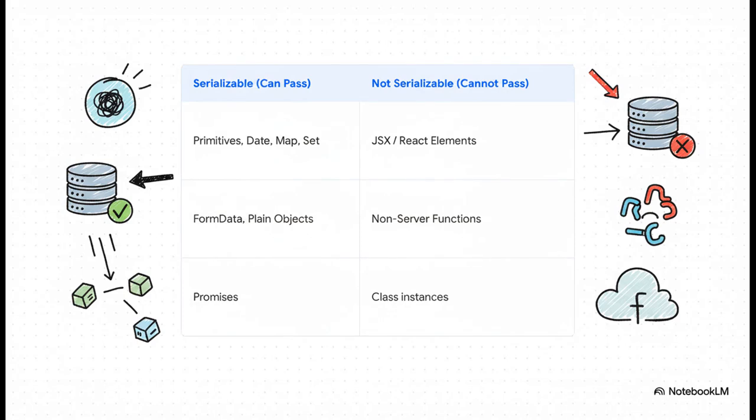And finally, there's a technical rule you have to know. Because this is all happening over the network, anything you pass to or return from a server function has to be serializable. Now that's just a fancy word that means it can be turned into a string and sent over the internet. So things like numbers, strings, dates, and plain objects are totally fine, but you can't pass complex things like functions or class instances or JSX. This boundary is key to how it all works.